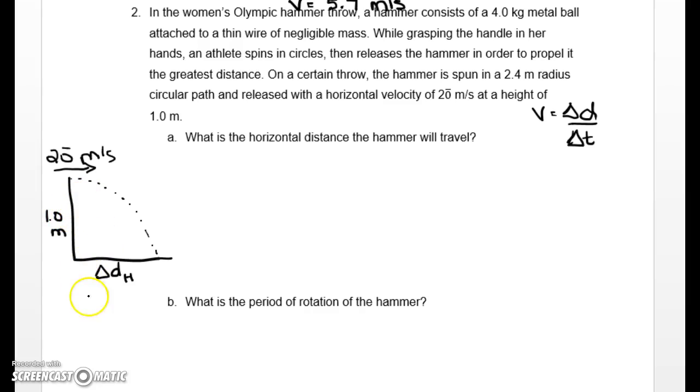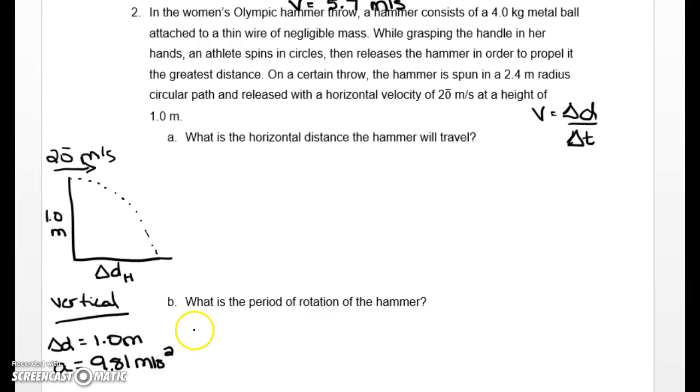So going back to Unit 1, we should always write down the information that we know. So I'm just going to write down our vertical information down here. Right off the bat, I have a change in height, or change in distance, of 1.0 meters. And now there's some other stuff that you may have forgotten from our first unit. You know that the gravity pulling down that metal ball is 9.81 meters per second squared. And then one last bit of information is that if we're launching this hammer at a horizontal speed, we know that there's no vertical initial speed. So we could say that the initial speed is 0 meters per second. Then we can use one of our kinematic equations from our first unit to solve for time.